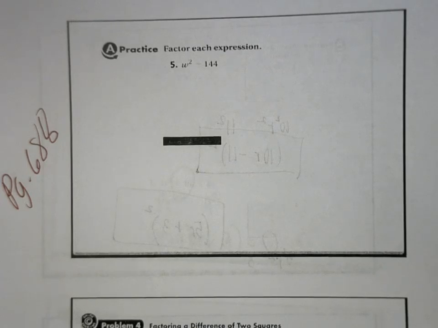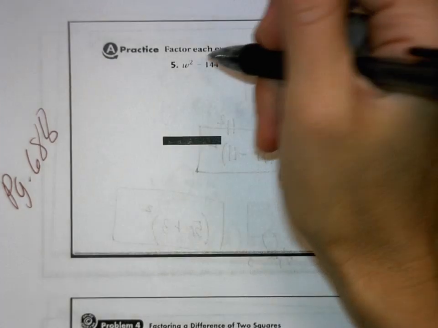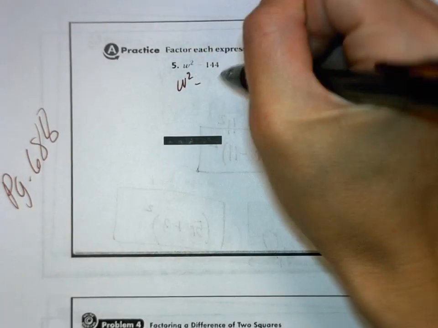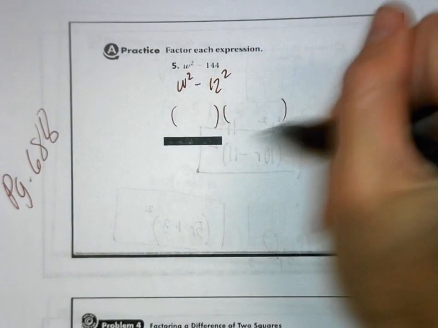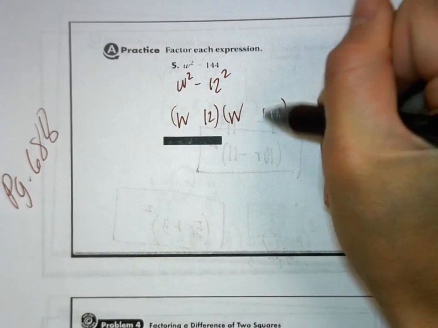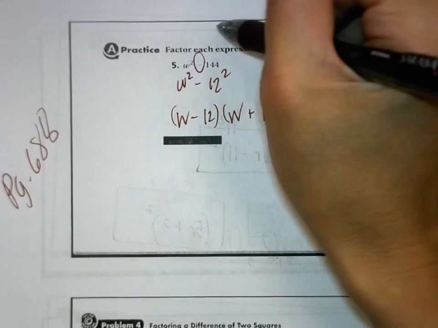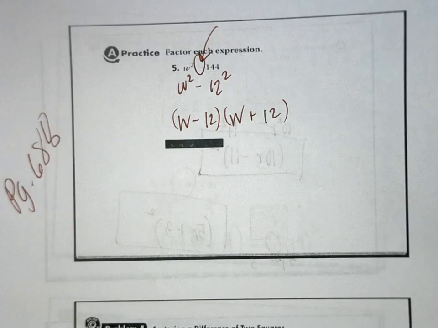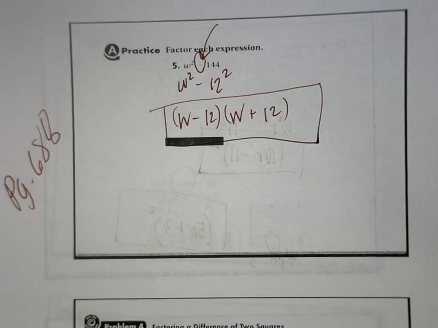Awesome. Okay. How do I write 12 as, okay, I just told you. 12 squared. So we split up our W's. We split up the 12s, and what goes in the middle? Will this work if this number is a plus? No, it has to be a minus. It has to be a difference. It can't be a sum of squares. It has to be a difference of squares. Okay, page 689.